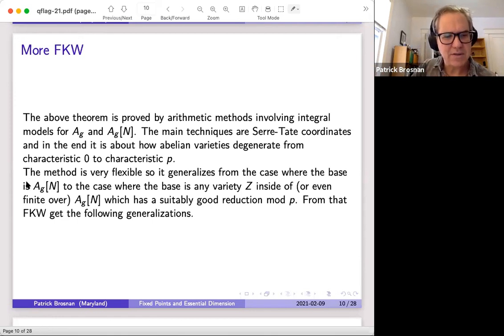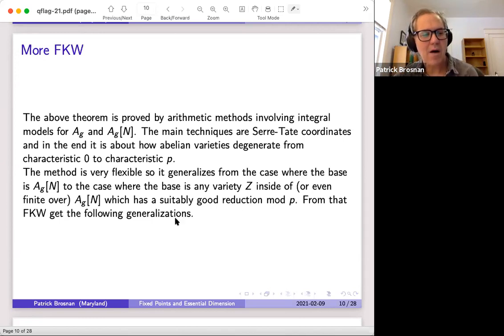So the method is extremely flexible, and it generalizes from the case where the base is A_g[n] to the case where the base is X. They can take any variety inside of, or even finite over, A_g[n], which has suitably good reduction mod p. Basically, the reduction mod p has to be smooth, but it only needs to have that generically on Z. So really, you just need to make sure that the reduction mod p is not multiple. It's basically reduced, because as long as you have that, then you're good.